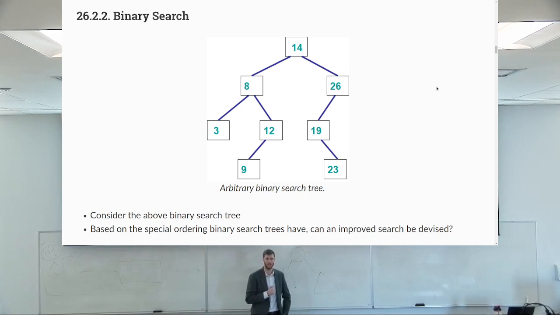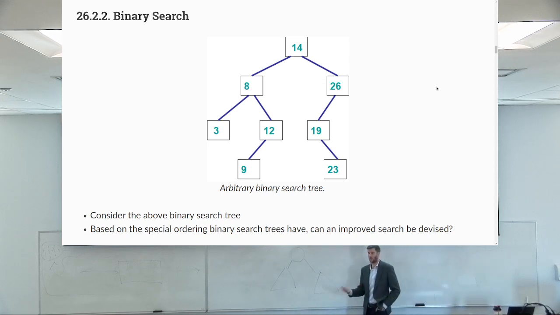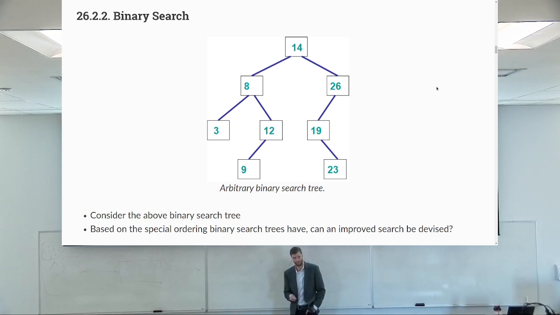26, are you 23? No, but 23 is less than 26, so it must be in the left subtree. So we ask the left subtree. 19, are you 23? No, but 23 is bigger, so it must be in the right subtree. Hey, 23, are you 23? Yes. Great.